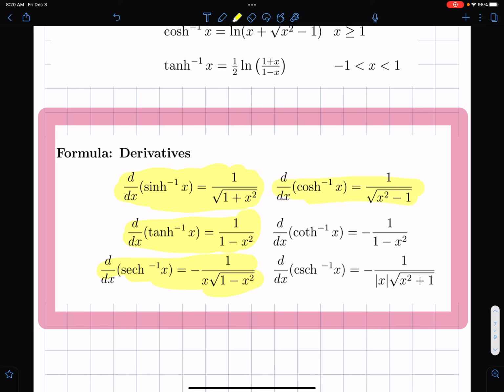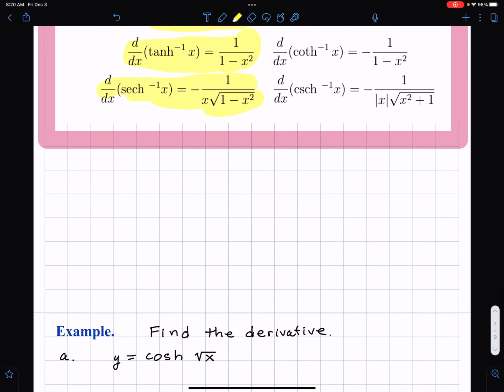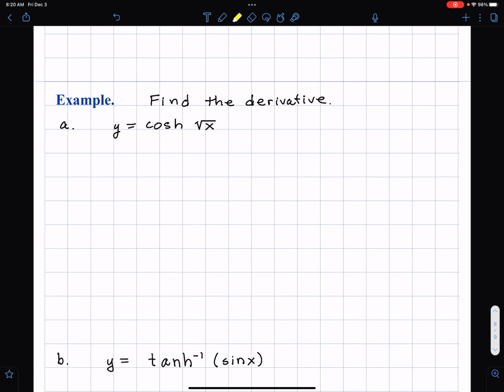Anyway, so might use those someday. Let's find the derivative as examples here. So we're going to use two ideas here: if y equals cosh u, then y prime, meaning derivative with respect to x, is sinh u, but using the chain rule, times du dx, or times u prime.